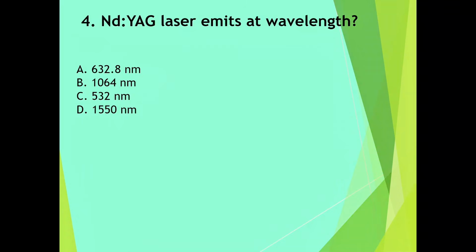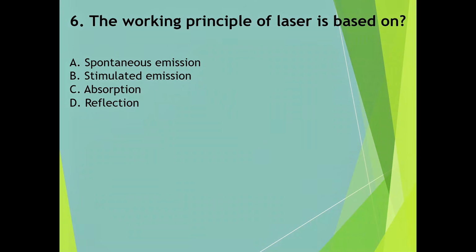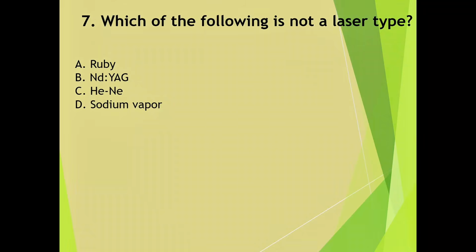Fourth question is, Nd-YAG laser emits at wavelength 632.8 nm, 1064 nm, 532 nm and 1550 nm. Your answer is 1064 nm. So next question is, which laser uses helium and neon gases? CO2 laser, semiconductor laser, helium neon laser and dye laser. So correct option is helium neon laser. Next question is, the working principle of laser is based on spontaneous emission, stimulated emission, absorption and reflection. So the correct option is stimulated emission.